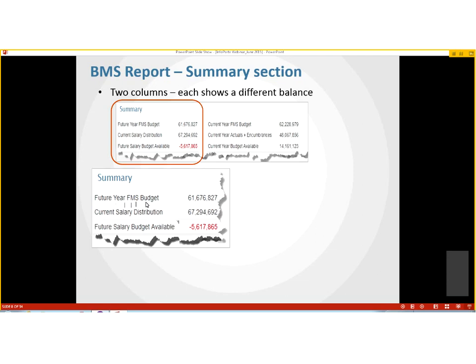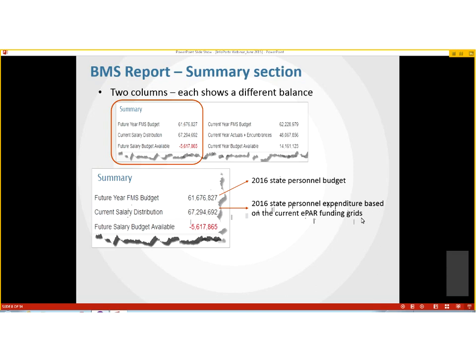This first line here, future year FMS budget, FMS stands for Financial Management System. We're used to seeing that. If you've been familiar with InfoPorte, you're used to seeing that on other InfoPorte pages. This is your 2016 state personnel budget on that row. The second row, current salary distribution, is your 2016 state personnel expenditures based on the current EPAR funding grid.